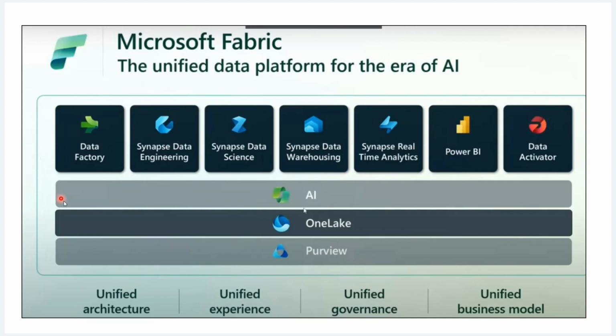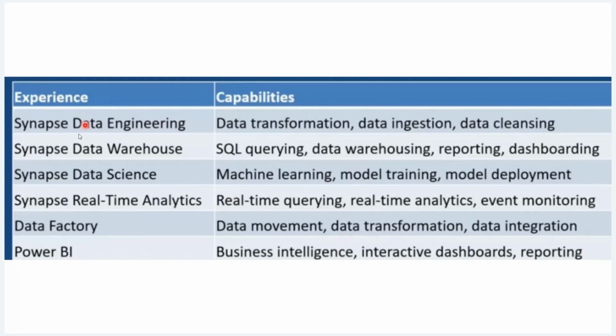On top of it, AI is implemented, which is nothing but your Copilot, and all of this is included in OneLake. On top of it, we can apply security and governance. So this is the overview of Fabric. Now, let us see each and every workload here.